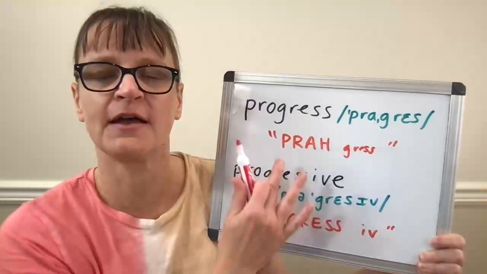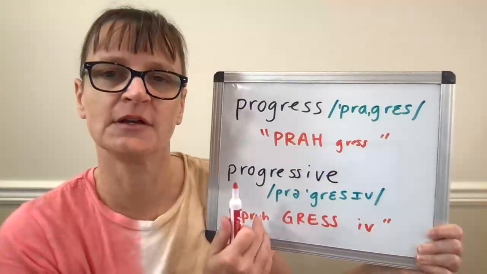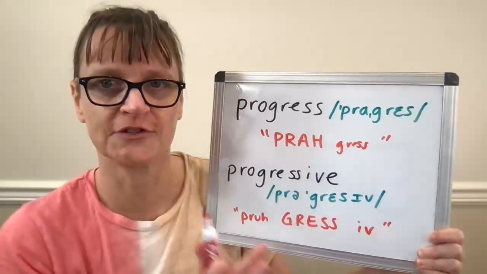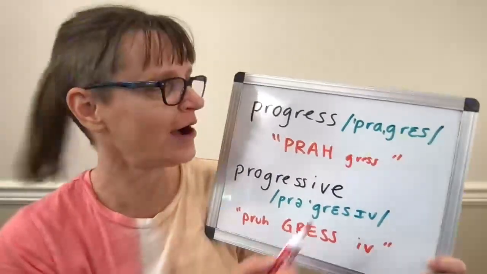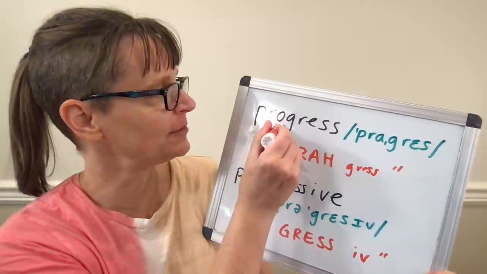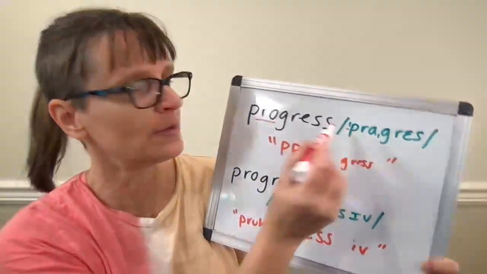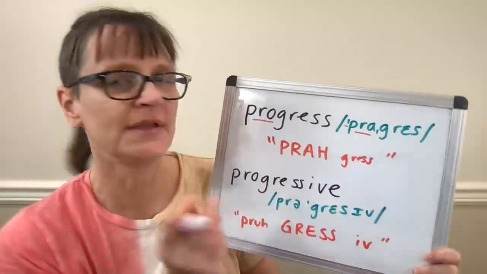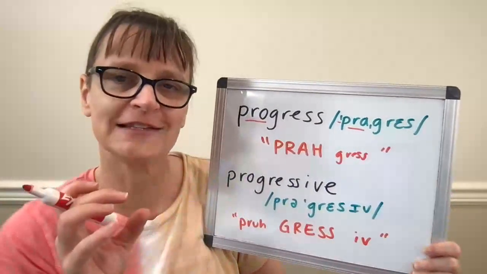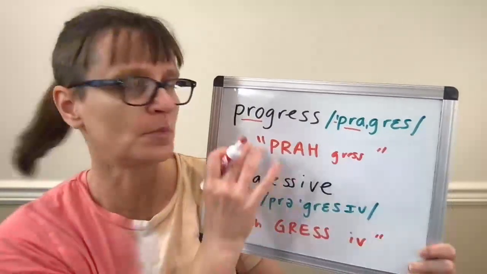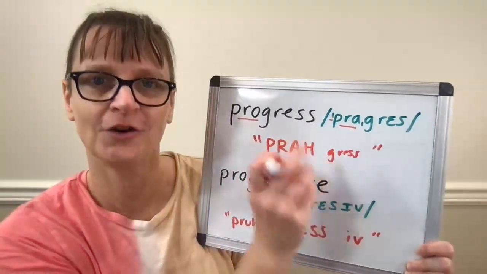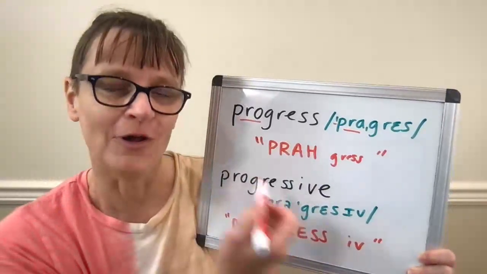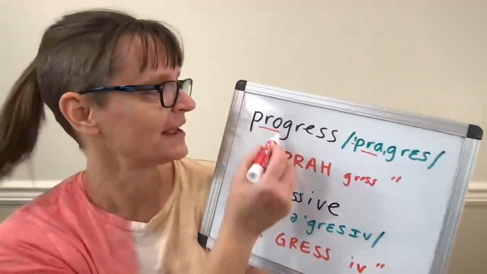If you hear me saying progress and progressive, the main difference is where we stress the word. So in the word progress, we have first syllable stress, and you can see there'll be a little line in the dictionary before that stressed syllable. And what that means is I'm going to hold that syllable longer than the second. So pra will be long, gress will be short. I will also have a clear vowel in the first syllable of progress.